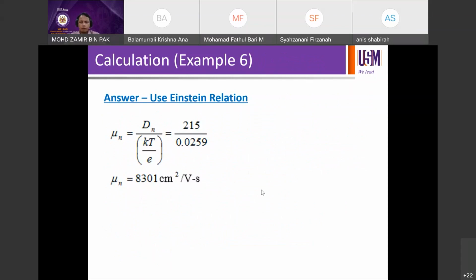So now let's cover Hall effect. So what is Hall effect?